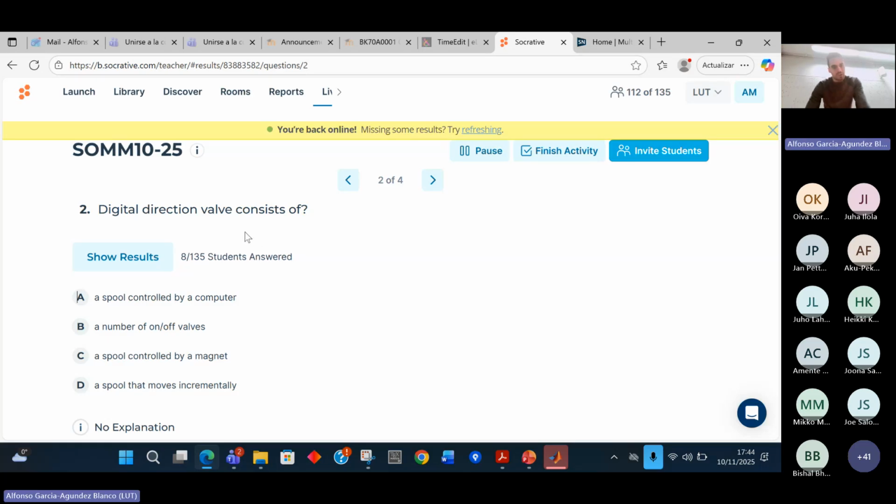So I give you a couple of minutes. Digital direction valve consists of, as mentioned, option A, a spool controlled by a computer. B, a number of on-off valves. C, a spool controlled by a magnet. And D, a spool that moves incrementally. Consider what we have learned in this and the difference with a traditional directional control valve.